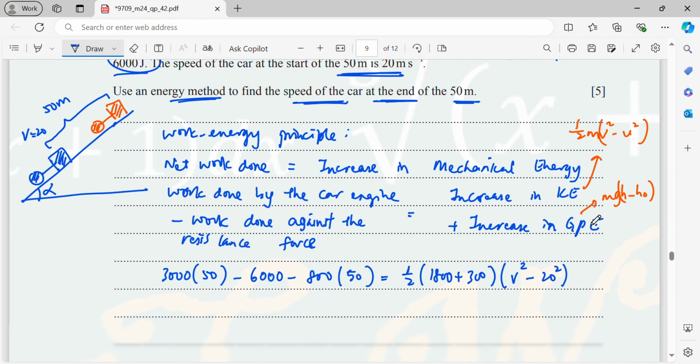Then you plus mgh. So m is 1800 plus 300, the g is 10. Now what is the h? So the h is basically here. You need to find out what the h is here.